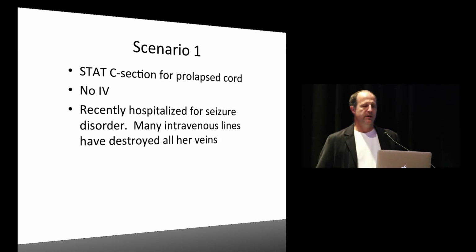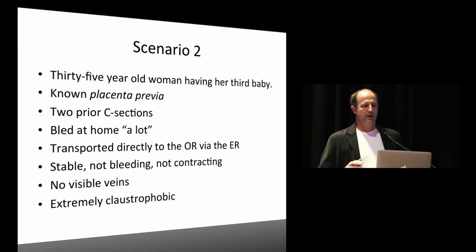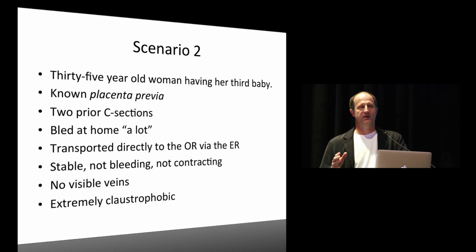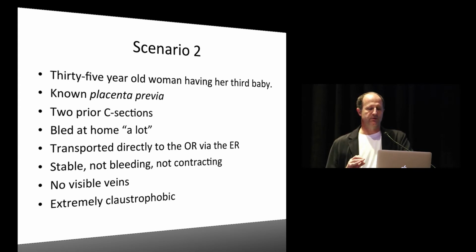The other one is a woman who's having her third baby. She has a known placenta previa. She's had 2 prior sections. At home, she bled a lot, but when she comes in, she's hemodynamically stable. It's not a huge rush to get going, but they want to get going as soon as possible. And she doesn't have any visible veins, and she's extremely claustrophobic. So these are the 2 scenarios we're going to discuss, and let's start with the first one.